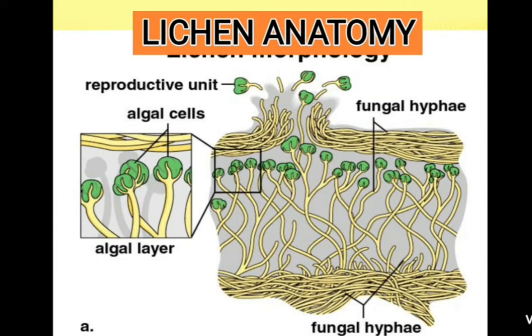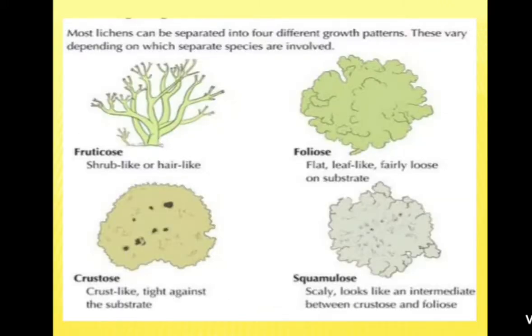See, same diagram. This yellow color structure, these are the fungal hyphae, and this green color, these are the algal cells. Types of lichen. First one, fruticose. These are shrub-like or hair-like or finger-like, branched. Then foliose means leaf-like. Crustose, crust-like, tight against the substrate.